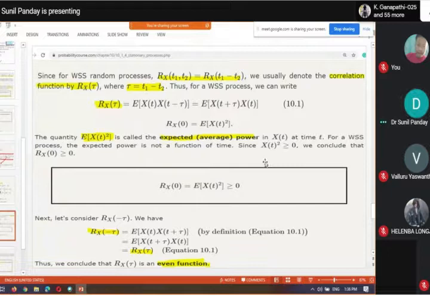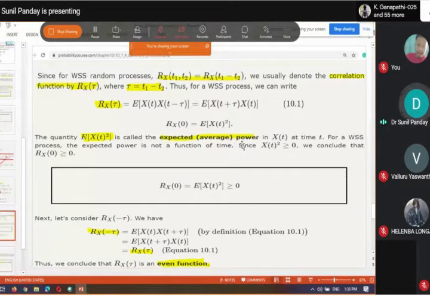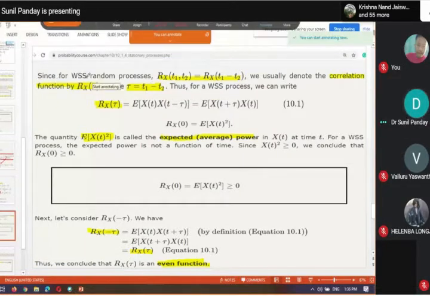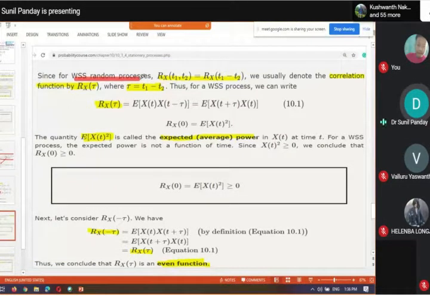Then we have the expected average power concept. This is specific to wide sense stationary processes only. First we assume that the process is wide sense stationary. It means its autocorrelation function is a function of the time difference, and then we can replace t1 minus t2 by some tau, assuming that tau equals t1 minus t2. Thus, for a wide sense stationary process, we can write Rx(tau) equals expectation of x(t) x(t minus tau).